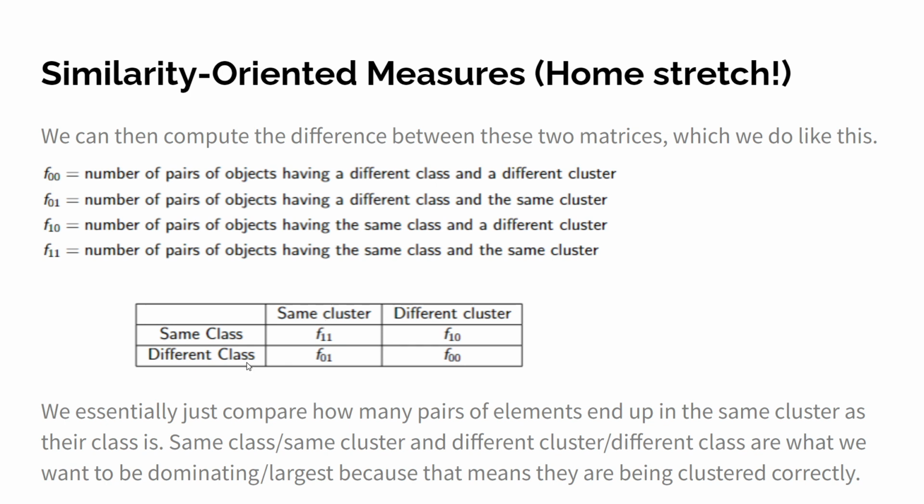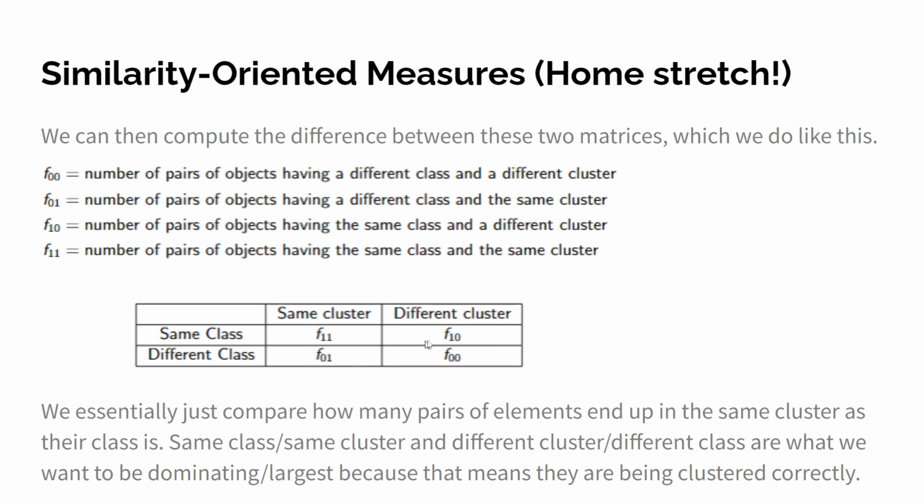The pairs that got put into the same cluster but had a different class, and then the pairs that had the same class but ended up being put into different clusters. And then finally, the pairs that have different classes and ended up in different clusters. So the top left and the bottom right, they're correct. They're being correctly classified. They're either in the same class and same cluster, or if they end up in different classes and they were in different clusters, then those are correct.